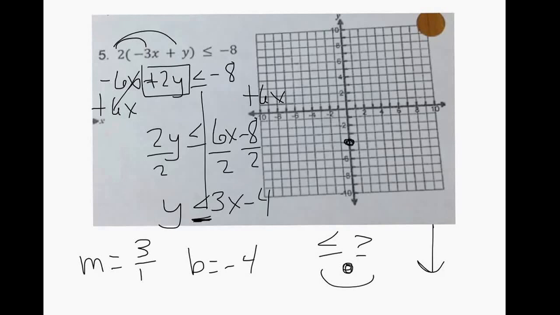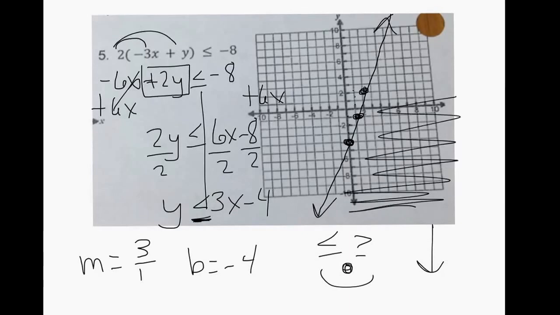So down 4 with a big dot. Up 3, 1, 2, 3 over 1. Solid line down through those. And this time it's shade below, so I'm going to shade on this side. This is the underneath of that line.